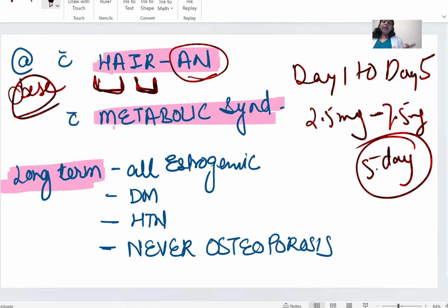Then diabetes mellitus and hypertension can also occur, right, Dr. Isra, because the main pathology is insulin resistance, so diabetes and hypertension also occur. But you have to remember that osteoporosis is not a symptom, because osteoporosis is a decreased estrogen symptom. Osteoporosis will never occur here.